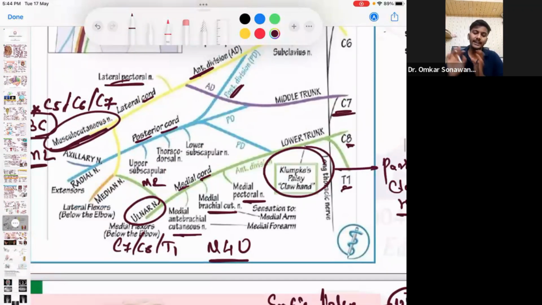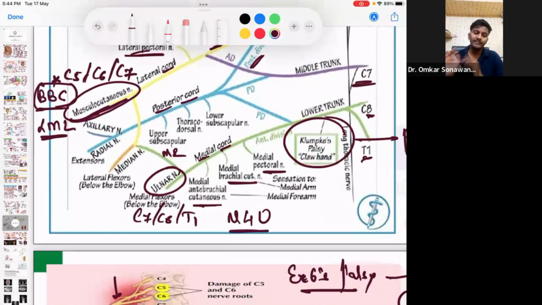Whereas if I talk about the posterior cord now, the mnemonic for posterior cord to be remembered is LUNAR. L goes for the lower subscapular nerve. Then U goes for the upper subscapular nerve. Lower and upper subscapular nerve will innervate which muscle? Correct. Subscapularis muscle.